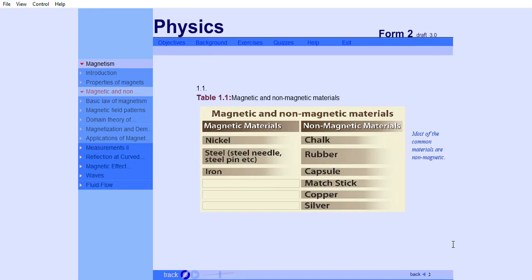Conclusion. It is observed that some materials get attracted to the magnet, but others are not. Materials which are attracted by a magnet are called magnetic materials, while those which are not attracted by a magnet are called non-magnetic materials. Magnetic materials include nickel, steel pin, steel needle, and iron. This summary is given in the following table.